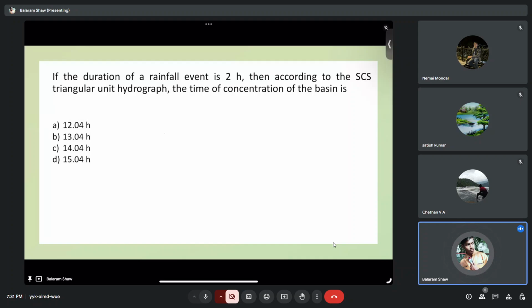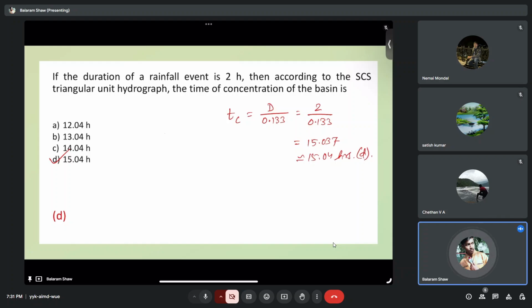So the next question is, if the duration of a rainfall event is 2 hours, then according to the SCS triangular unit hydrograph, the time of concentration of the basin. So we know time of concentration of the basin is given as D by 0.133, right? That is 2 by 0.133. Just calculate how much you're getting. Something like 15.037. Okay, so that is 15.04 hours. So the correct answer will be D. So just put in the equation and then you will get the answer, right?